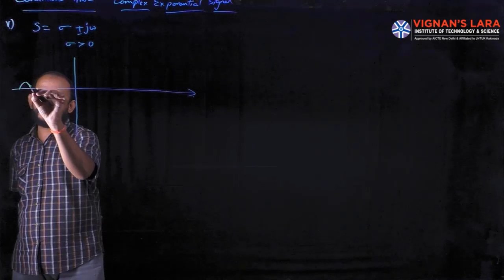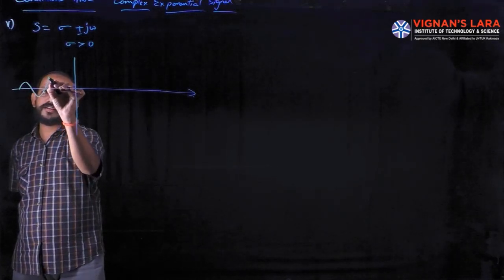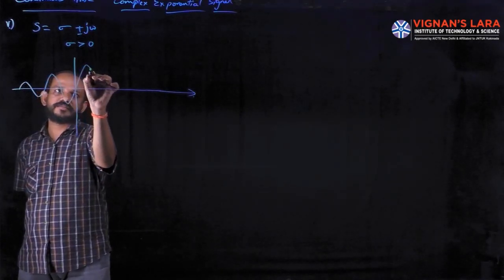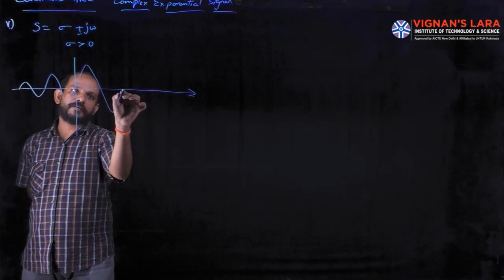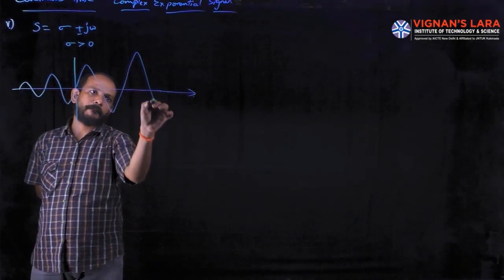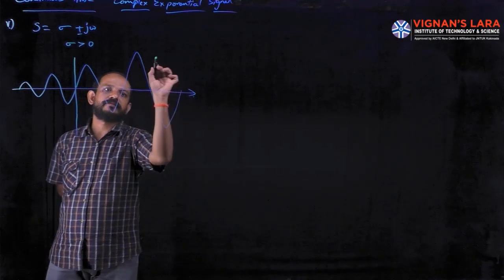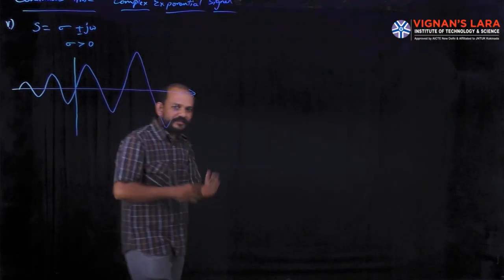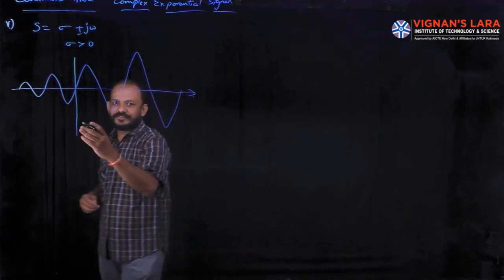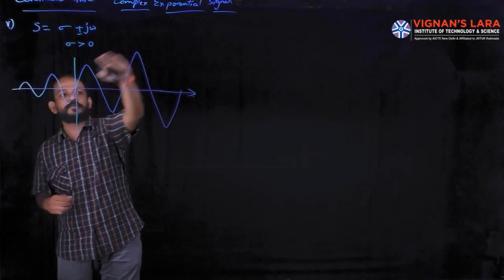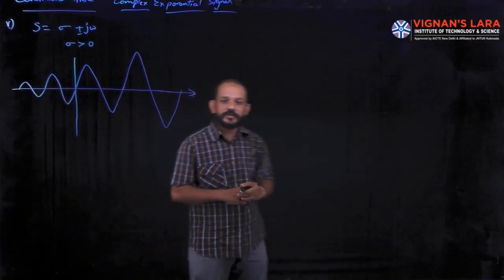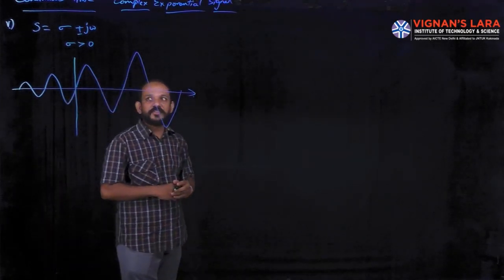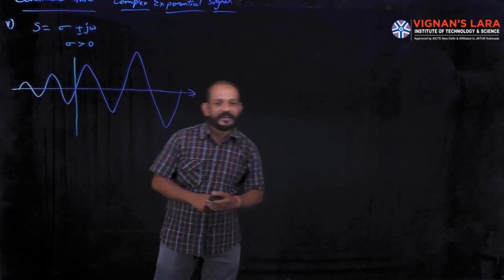I'm starting with this one. Shorter one and next. Bigger one and next. Bigger one and next. Simple. So the waveform is increasing. The sinusoidal signal is exponentially growing. It grows exponentially, for s equal to sigma plus or minus j omega and sigma value greater than 0.